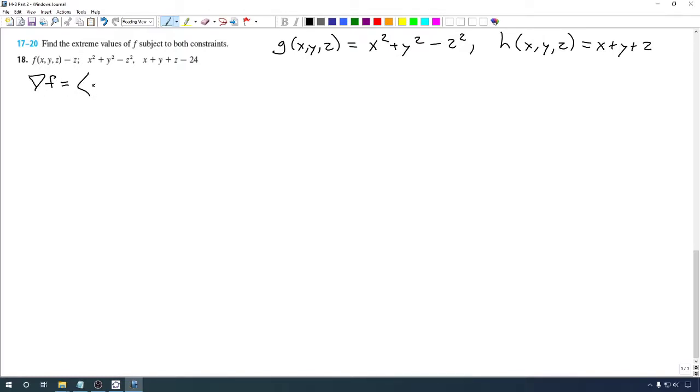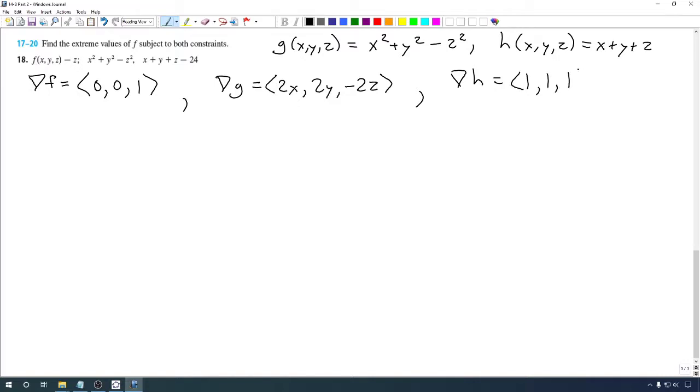The gradient of f, since there are no x's or y's, is 0, 0, and then we just get a 1 for the third one. That's actually pretty nice. The gradient of g, this time, is going to have a 2x, 2y, and negative 2z. And finally, the gradient of h is going to be 1, 1, 1.